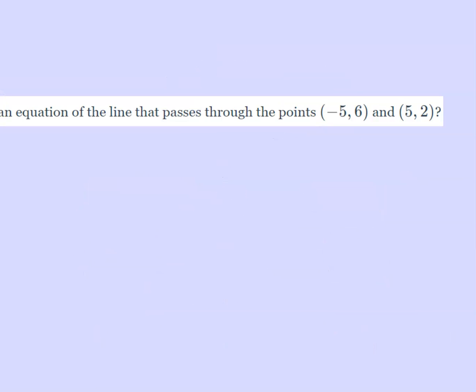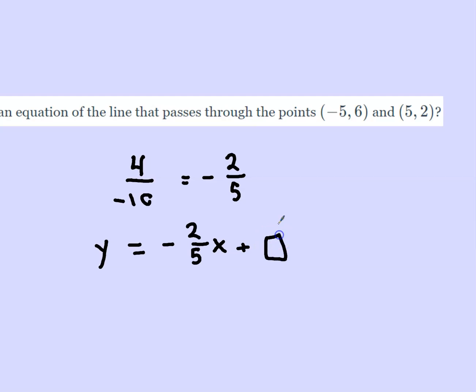If I look at this one here, same idea. Let me just go 6 minus 2 is 4, and negative 5 minus 5 is negative 10. So I end up with negative 2/5 as my slope. And then if I write y equals negative 2/5 x plus something, and I'll just go ahead and pick this one here. If I put a negative 5 in for x, whoops, blew that, put a negative 5 in for x, and ask myself, what am I going to have to add on to that in order to get to 6?